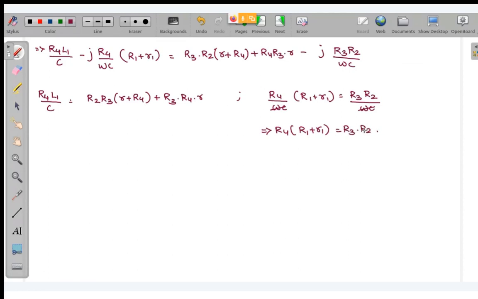Is it clear? Now even you can get L1 also from here. So L1 will be equal to C by R4 into whatever this big value is. Okay, so this is L1, and you can even get R1 also. So R1 is equal to R3 into R2 by R4 minus R1. See if we are getting this or not. Are we getting this?